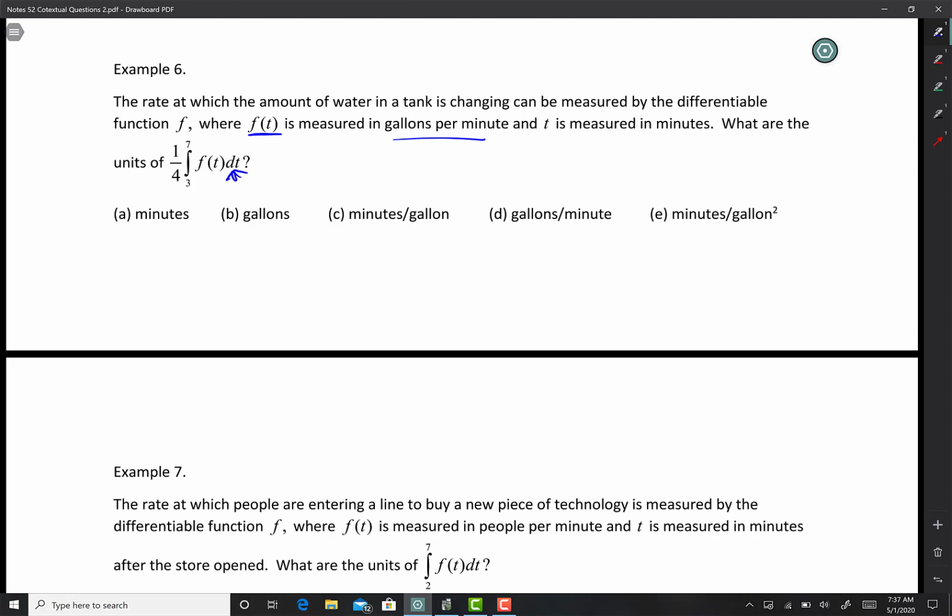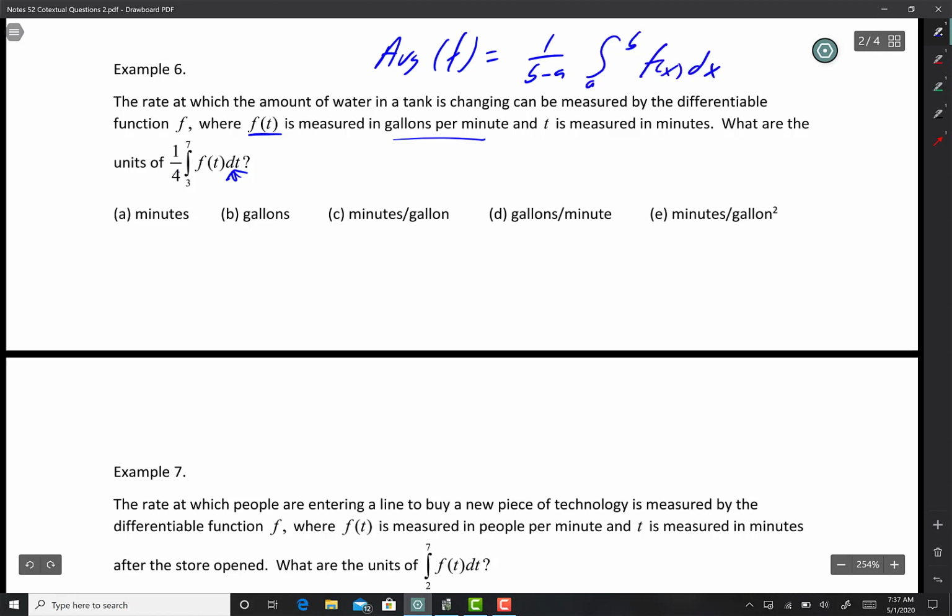But looking at that 1/4, this looks a lot like average, guys. The difference between 3 and 7 is 4. So if you remember, average of f was equal to 1 over b minus a, integral a to b of f of x dx. Why am I writing it over and over again? Because I'm going to drill it in there, guys. We're going to know this.